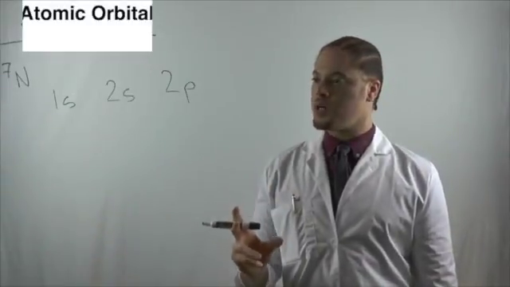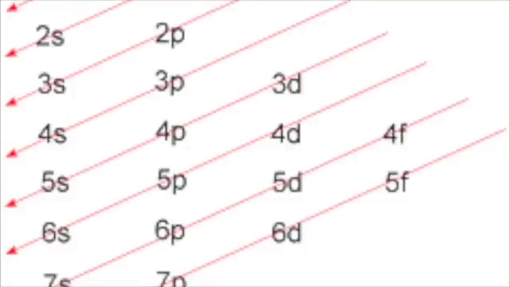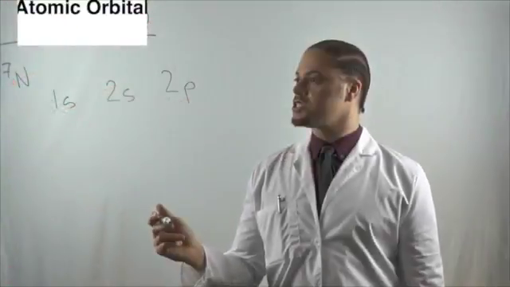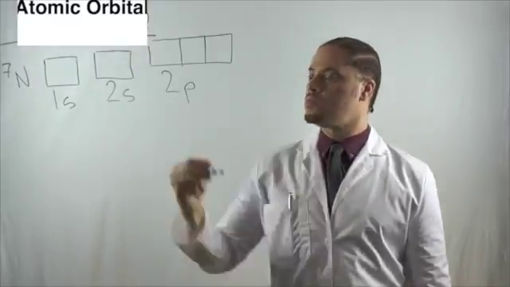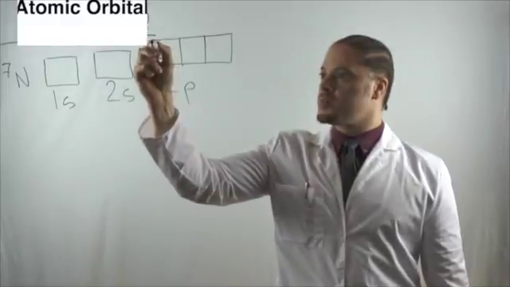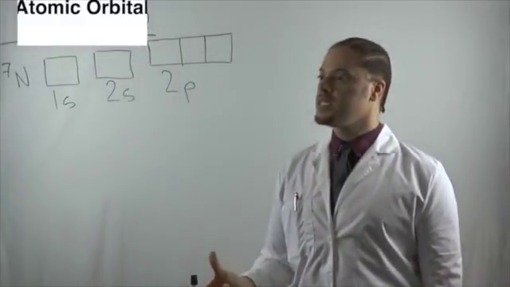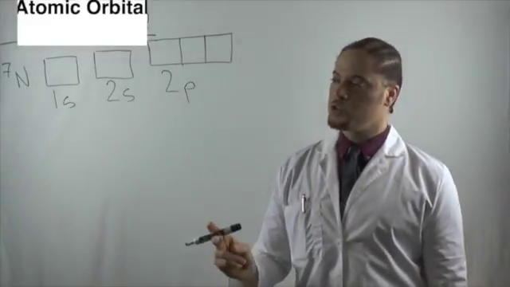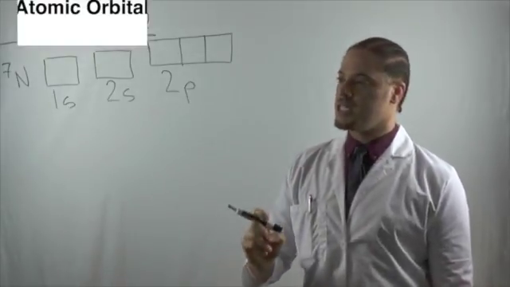Nitrogen has 7 electrons, 7 protons, 7 neutrons. There are charts that will help you understand the order when writing out a molecular orbital diagram. Nitrogen has 7 electrons. And when filling in a molecular orbital diagram, you have to consider how many electrons can fill in each orbital. The S shape can only fill 2 electrons, while the P shape can fill 6 electrons.